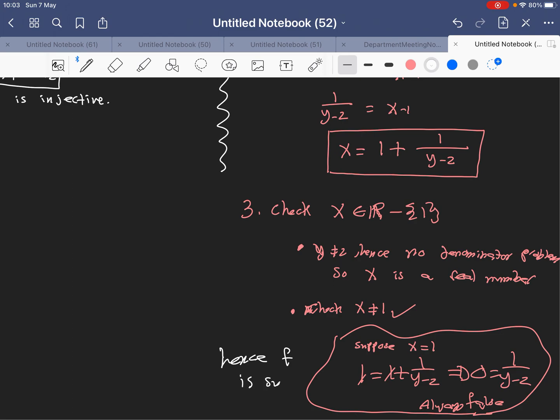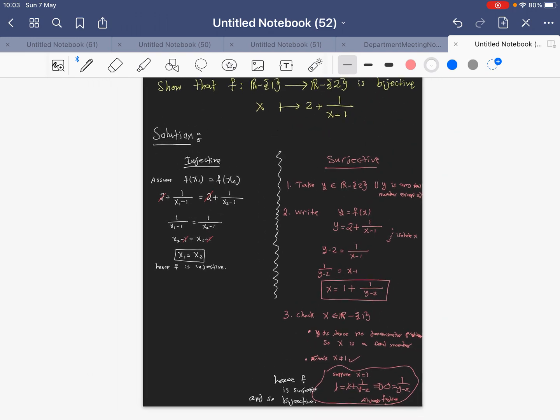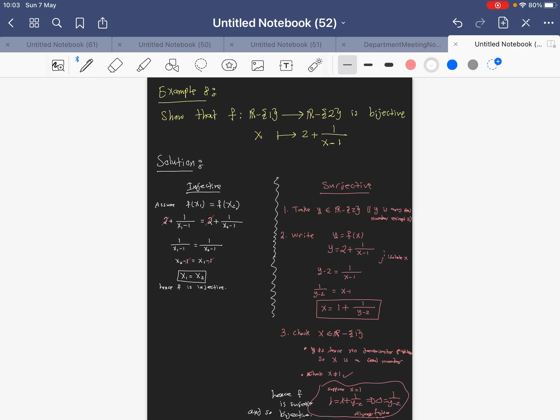Hence f is surjective, and so bijective. And that's how we prove that a function is injective as well as surjective. So it has to go through the steps. We need to go through them as they are, but this is the general idea.